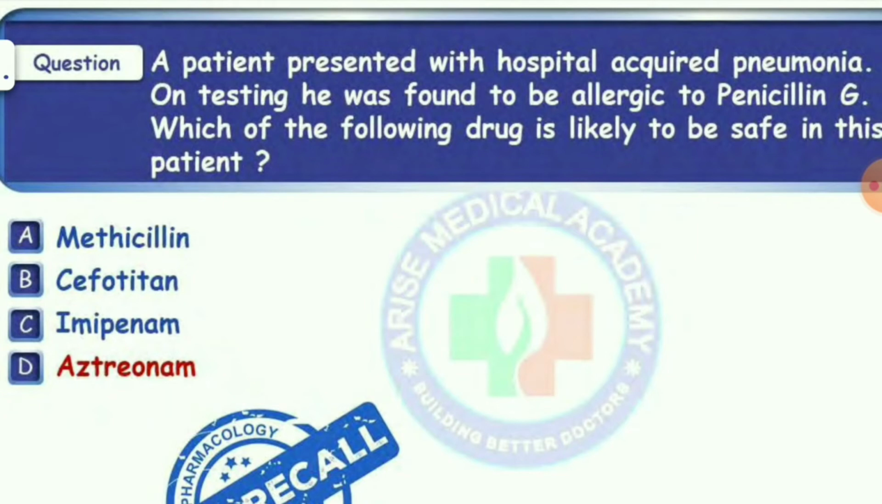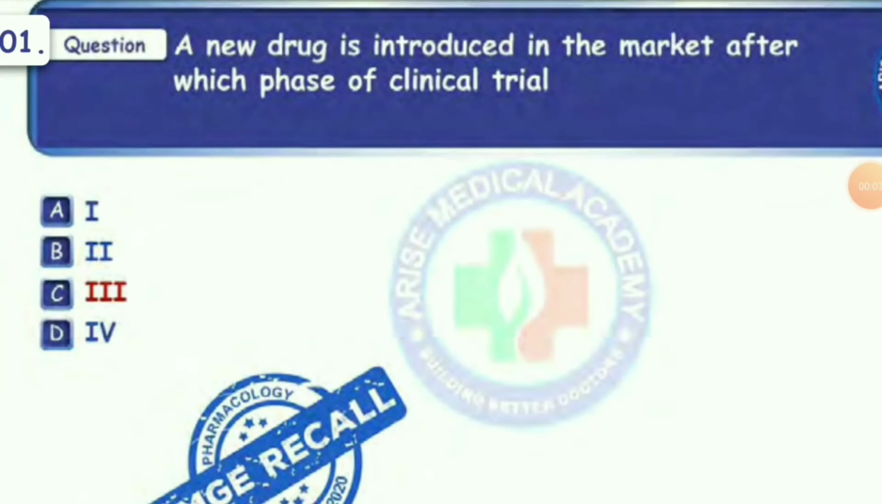On testing, he was found to be allergic to penicillin G. Which of the following drug is likely to be safe in this patient? The answer is aztreonam. Next question, a new drug is introduced in the market after which phase of clinical trial? The answer is third phase.